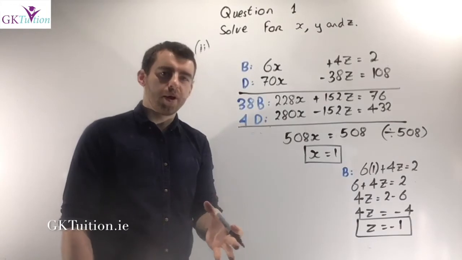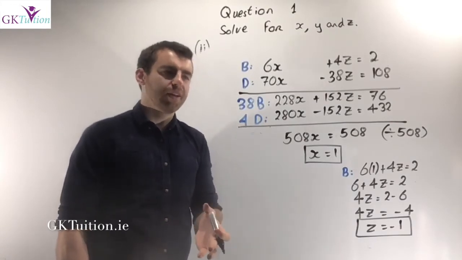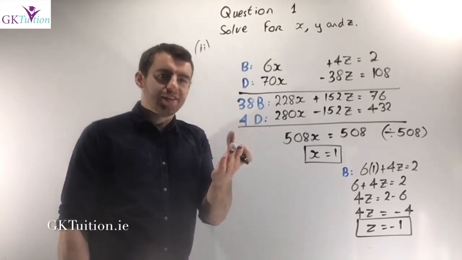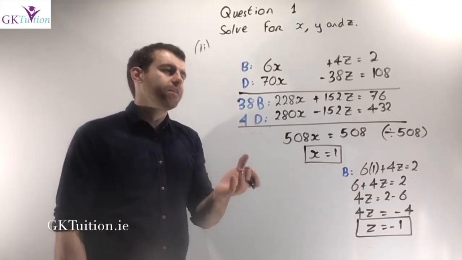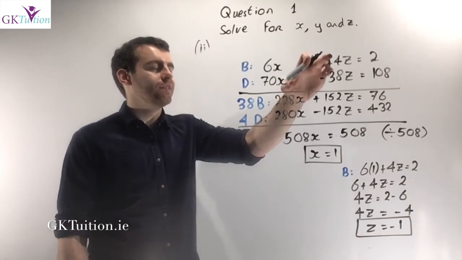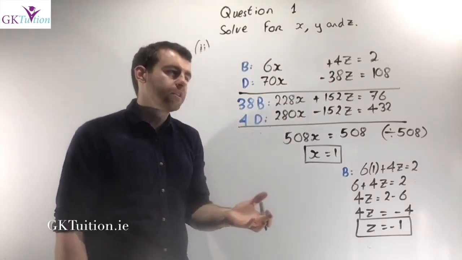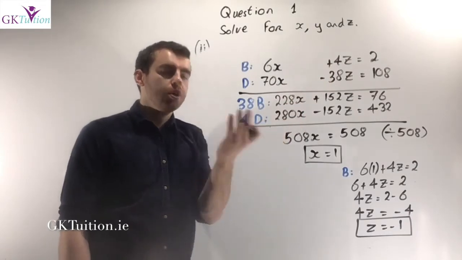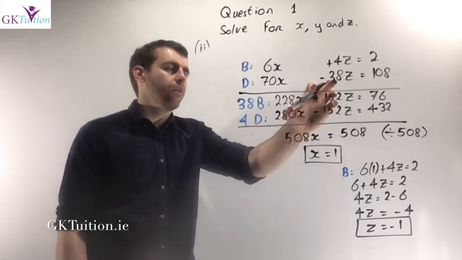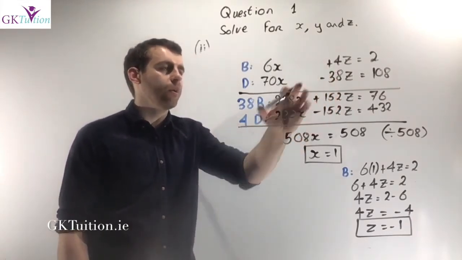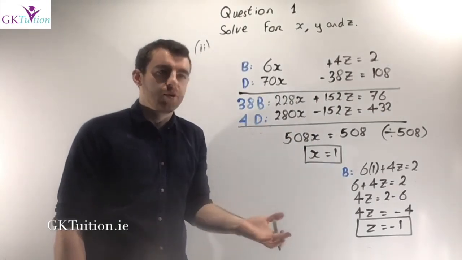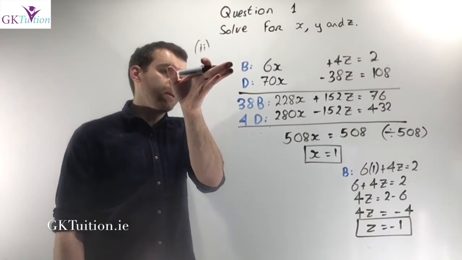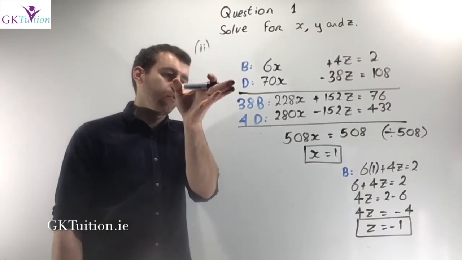However, the numbers were quite awkward here. And in any simultaneous equation, if the numbers are awkward, there's an easy way of solving it. In this case, I honed in on the fact that at least the z's have different signs, so I won't have to change any signs here. If I can't think of a number that they'll both divide into, just multiply them by each other. If I multiply 38 by 4 and I multiply 4 by 38, I'm going to get the same number. So I simply decided to multiply B by 38 and multiply D by 4.